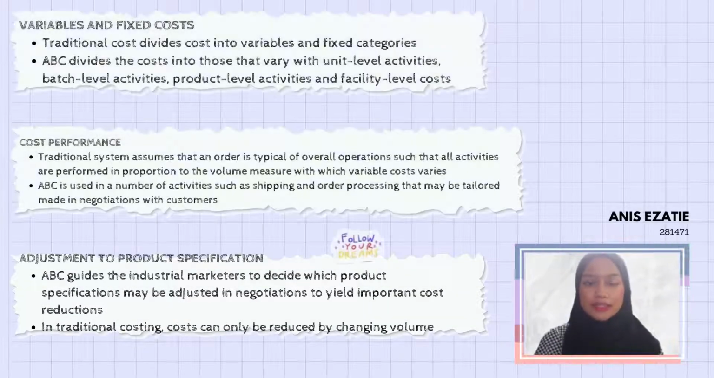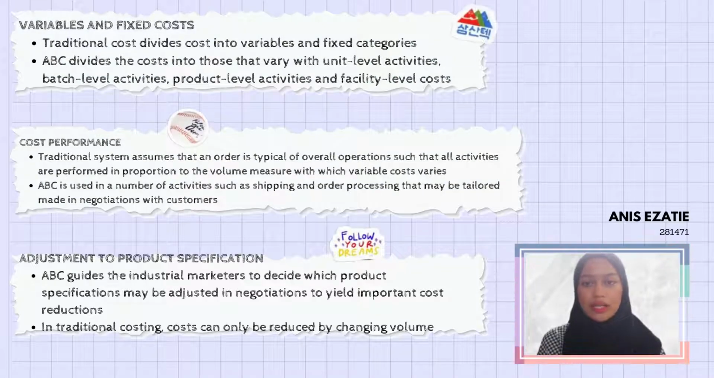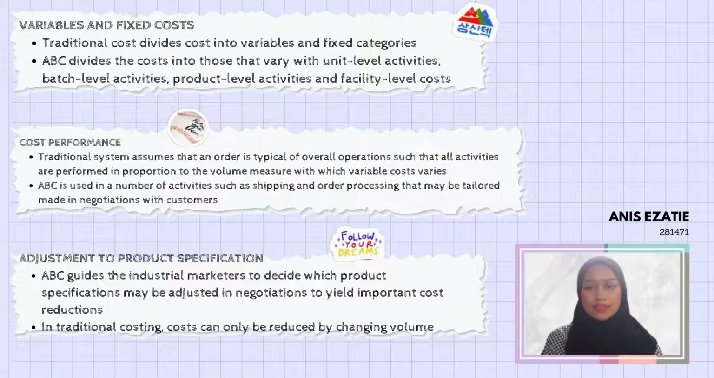For cost performance, the traditional system assumes that an order is typical of overall operations, such that all activities are performed in proportion to the volume measure with which variable cost varies. Meanwhile, the ABC system is used in a number of activities, such as shipping and order processing, that may be tailor-made in negotiations with customers.